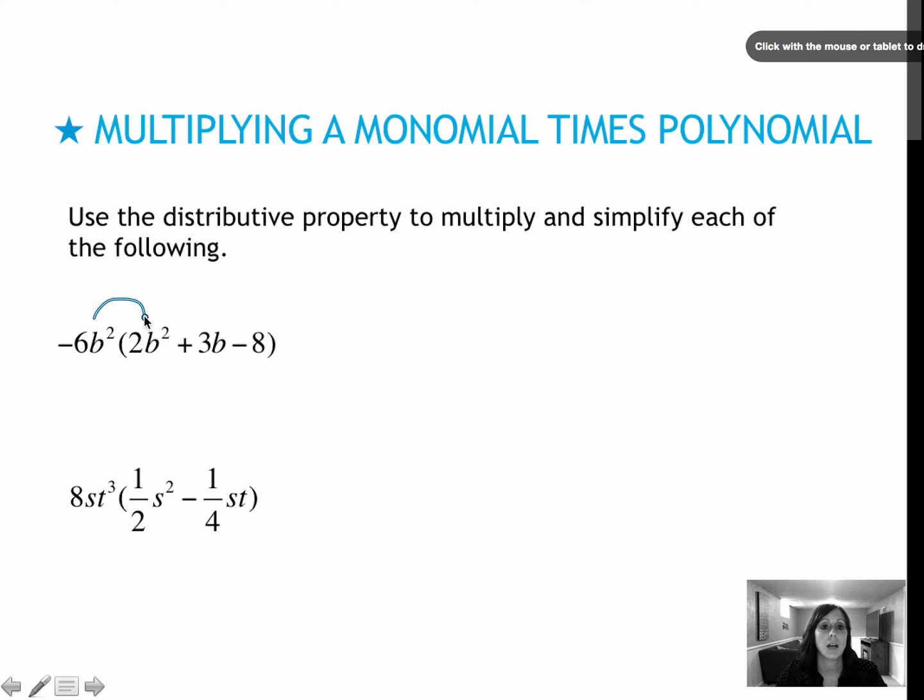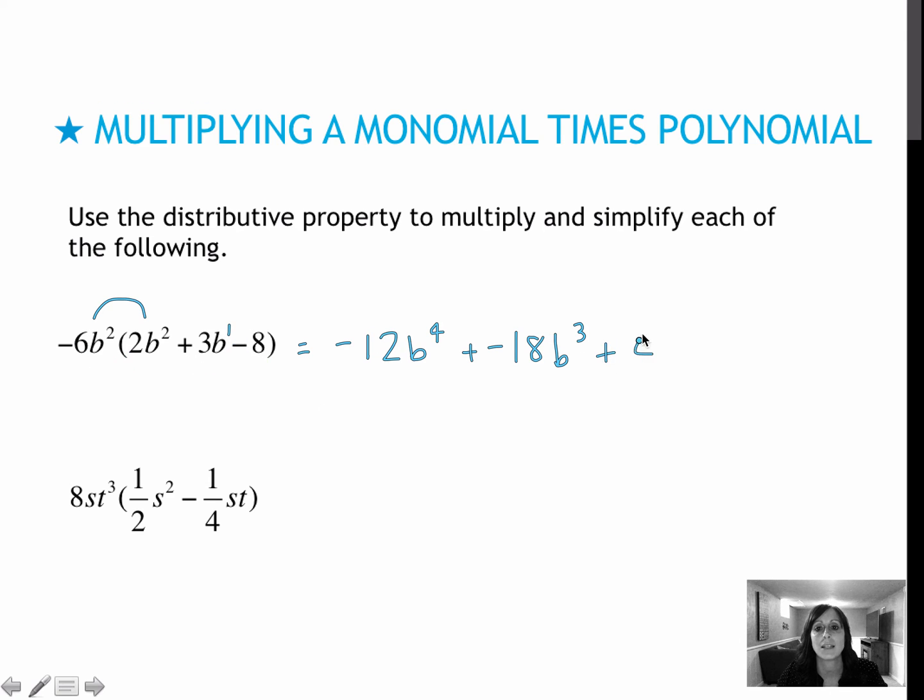For my first example, I'm multiplying by a negative 6b squared. So my first term is negative 12b to the 4th. I have a negative 6 times a negative 3, which is a negative 18. Typically, I would write that as a minus 18 instead of plus negative, but as we all know, it's the same thing. I have b to the 3rd, so 2 plus 1 is 3. And then a negative times a negative gives me a positive 48 b to the 2nd.